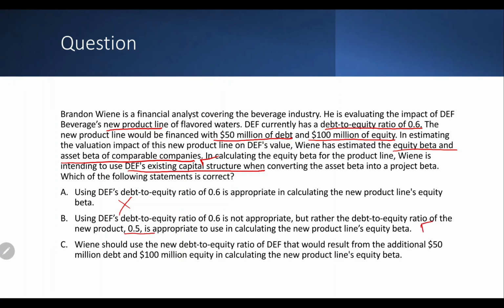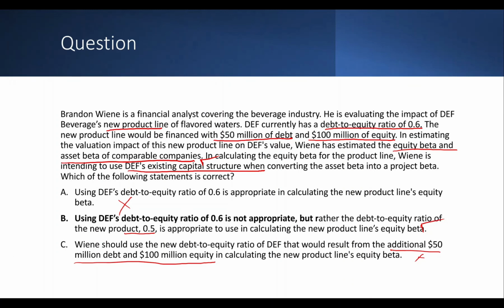So option B is correct. If, however, he were to calculate the revised beta of the whole company, then it would have been appropriate to add the value of additional debt and equity to calculate the debt equity ratio as suggested in option C. But since here he only has to calculate the value of beta of the new investment, option B is correct.